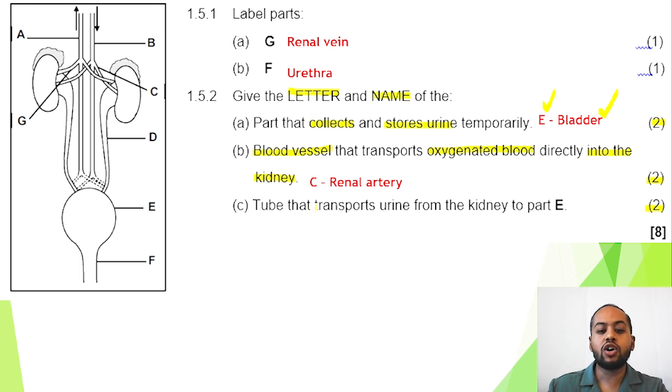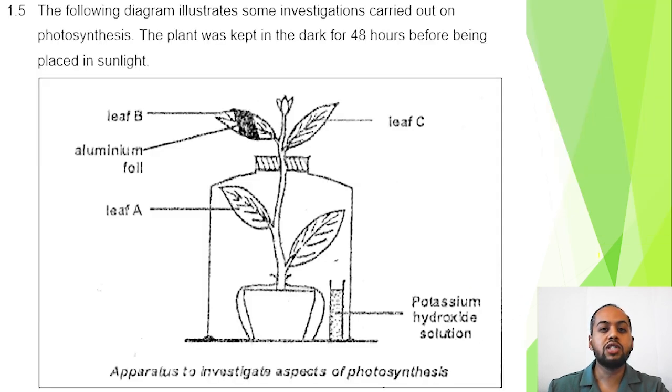The tube that transports urine from the kidney to part E. Here is the kidney going down to part E. That is the tube. The tube is labeled D. And what is labeled D? It is the ureter.